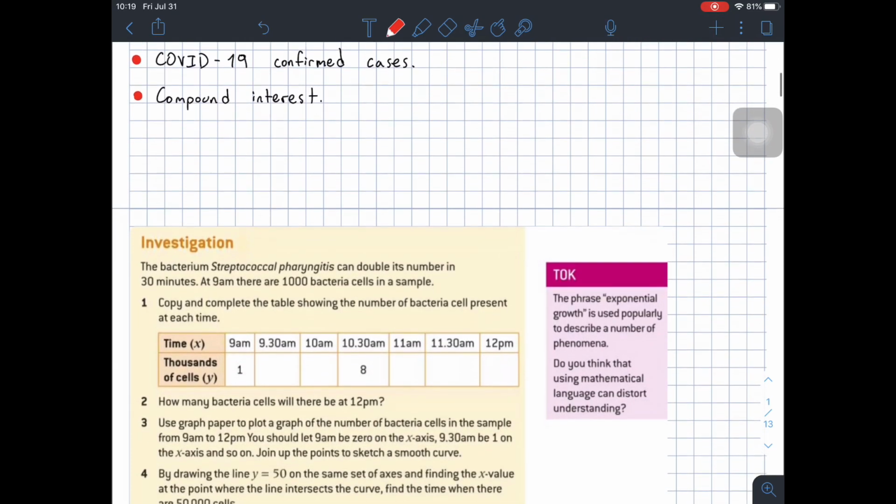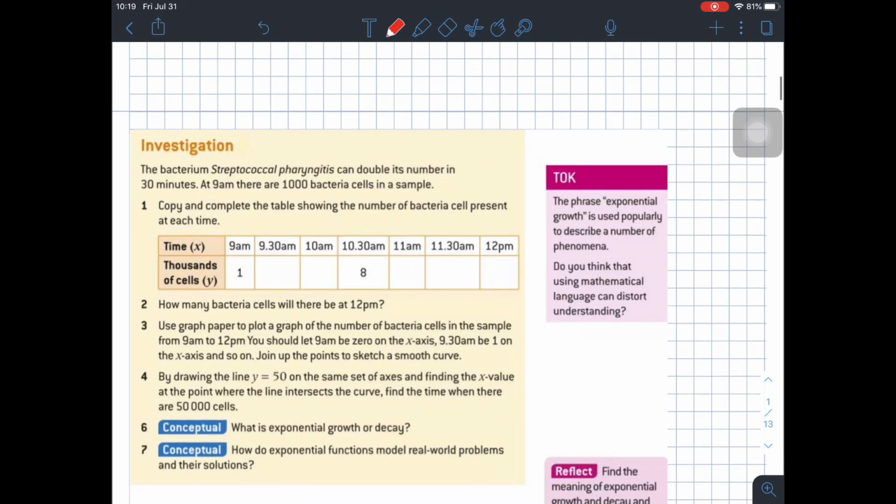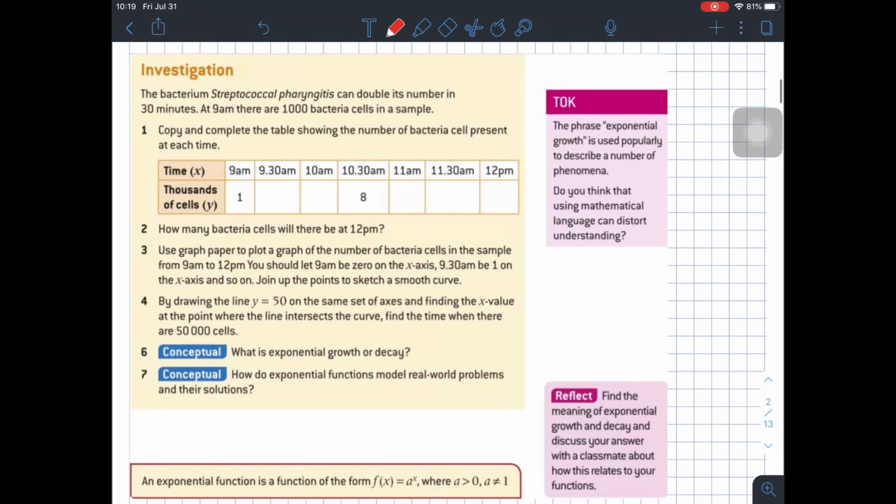Okay, so let's move on to this investigation in order to see more about exponential functions. It says, the bacterium streptococcal pharyngitis can double its number in 30 minutes. At 9 a.m., there are 1,000 bacteria cells in a sample. So it doubles every 30 minutes.